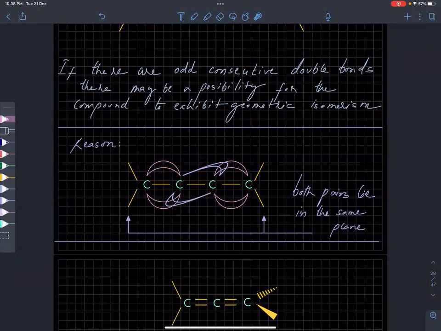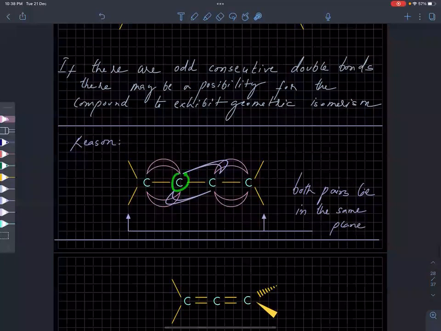What about the other? It will be on top and bottom again, because the neighboring one is on front and back. Clear? So, this will be in this plane because this should be planar, right? Trigonal planar. This is an sp2 carbon. And this is sp, because it is double bonded here. This is sp2. So these four bonds will be in the same plane. Clear?